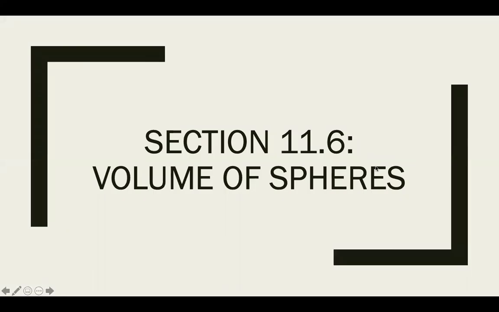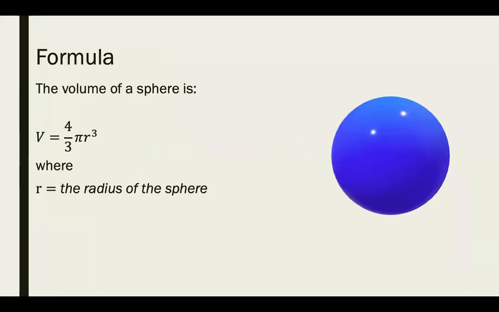All right, this is our final video for chapter 11, and we are going to talk about how to find the volume of spheres and also how to use that equation to solve some other types of questions. So first, what is the formula for the volume of a sphere? It is 4/3 times pi times the radius cubed.